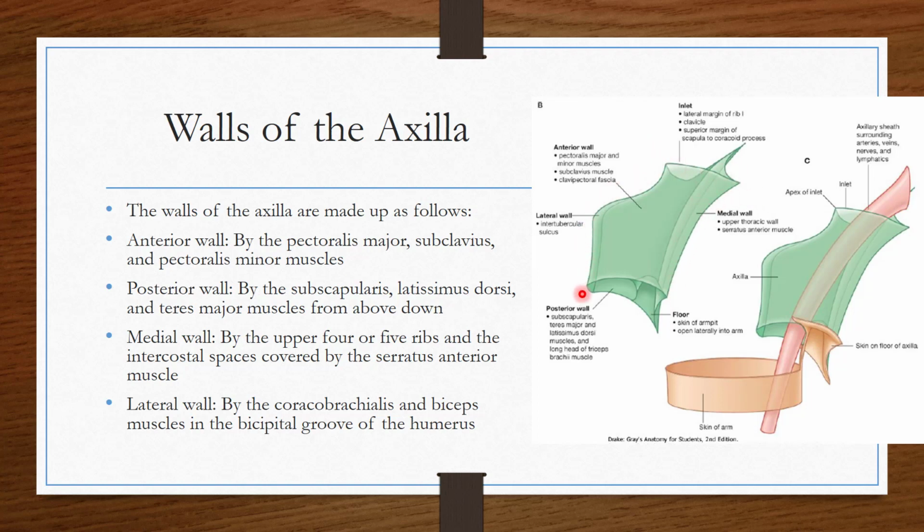Then the lateral wall of the axilla is formed by two muscles, which are coracobrachialis and biceps brachii muscle, which are present in the bicipital groove of the humerus. Bicipital groove of the humerus is the intertubercular sulcus of the humerus, which is forming the lateral wall of the axilla. So we have discussed in this slide the anterior wall, the posterior wall, the medial wall and the lateral wall of the axilla.